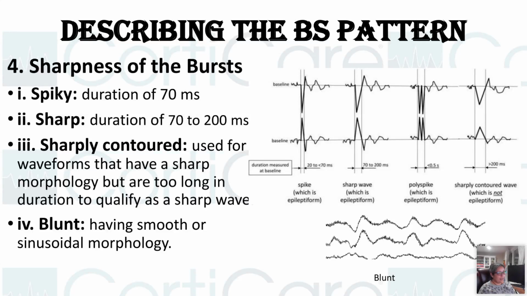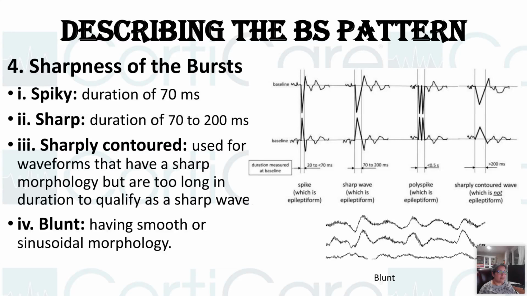Spikes and sharps, again, the 70 millisecond rule and the 70 to 200 milliseconds. So if your bursts are sharps, they have the duration of 70 to 200 milliseconds. If they are spikes or they are spiky, it means the duration is, you're looking for duration less than 70 milliseconds. Okay, now there is one more category, sharply contoured.